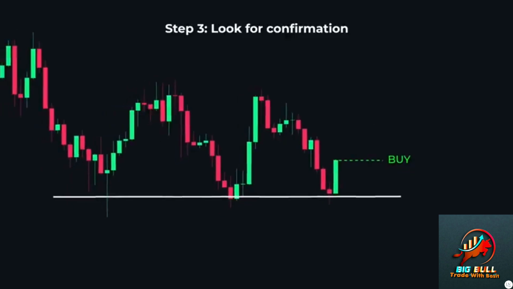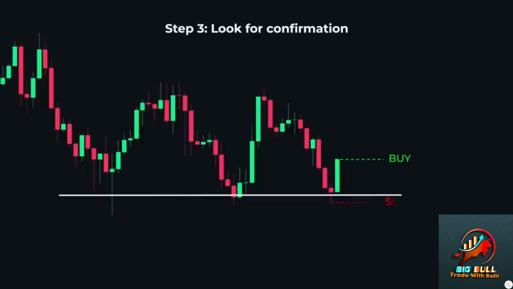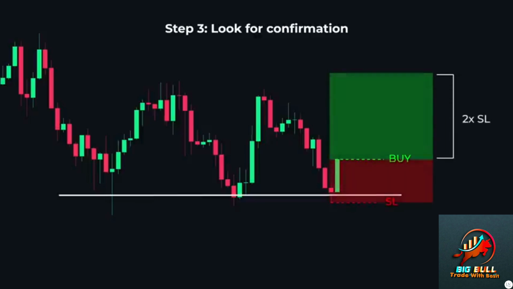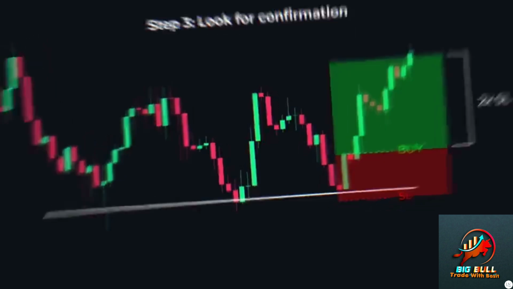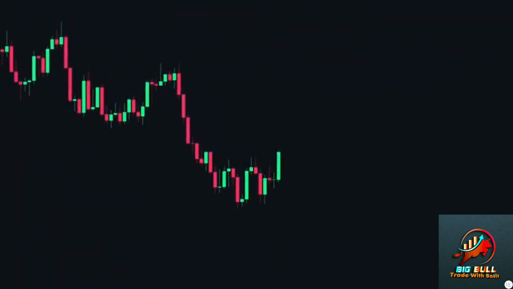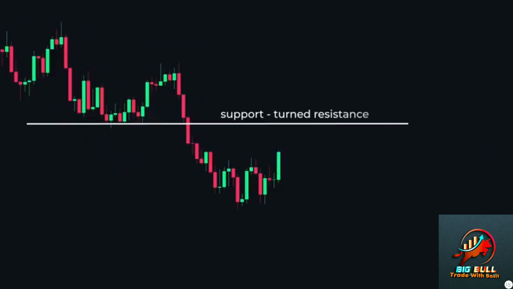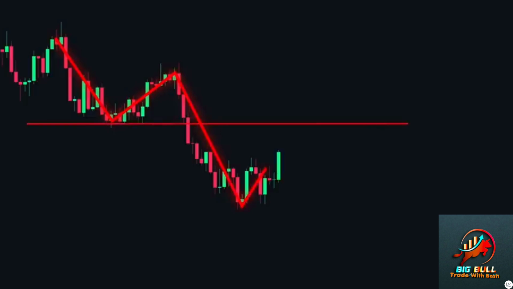You can enter a buy position at the high of the third candle, place a stop loss at the low of the second candle, and set a take-profit target at twice the size of the stop loss. As you can see, after our entry, the price moved up, hitting our take-profit target. Here's another example. In this chart, we see that the price is in a downtrend, and it has formed a support-turned-resistance level. This happens because the price initially formed a support level, as price rejected it once, but then price broke below it and is now approaching it again from the bottom, making this an area of resistance.